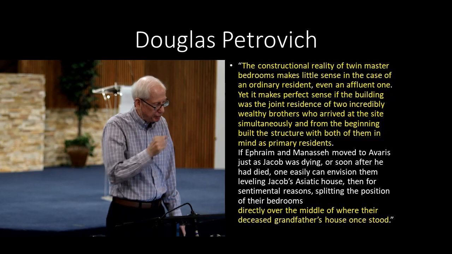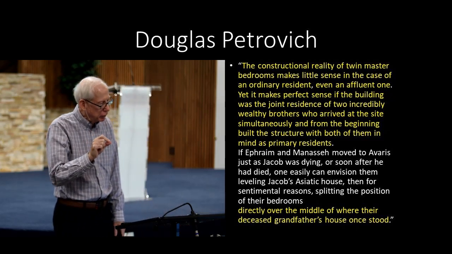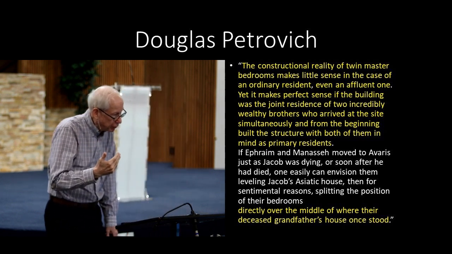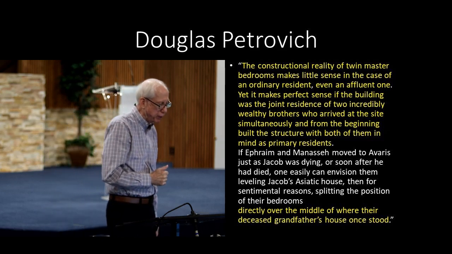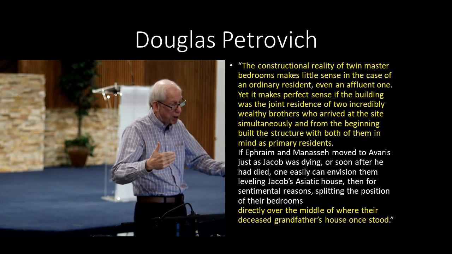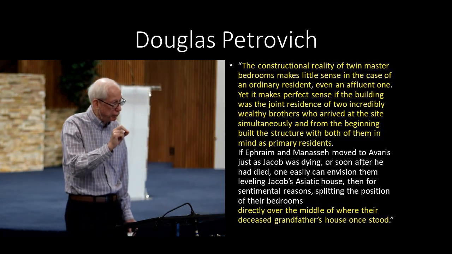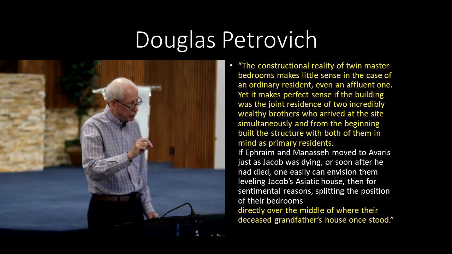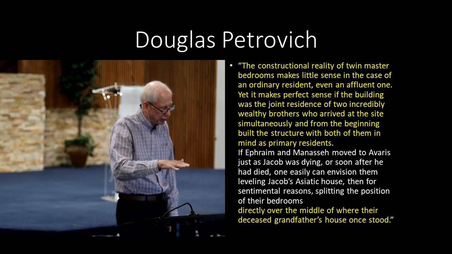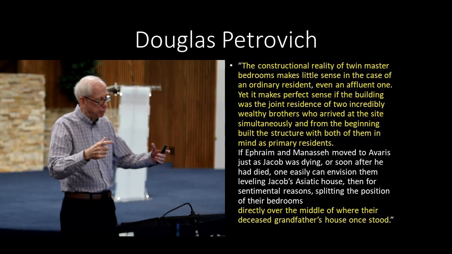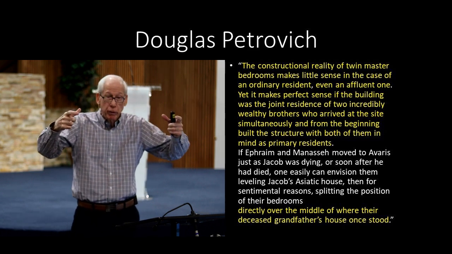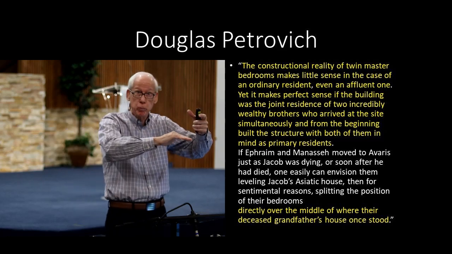The constructional reality of twin master bedrooms makes little sense in the case of an ordinary resident, even an affluent one. Yet it makes perfect sense if the building was the joint residence of two incredibly wealthy brothers who arrived at the site simultaneously and from the beginning built the structure with both of them in mind as primary residents. If Ephraim and Manasseh moved to Avaris, just as Jacob was dying or soon after he died, one easily can envision them leveling Jacob's Asiatic house, this four-room house, then for sentimental reasons splitting the position of their bedrooms directly over the middle of where their deceased grandfather's house once stood. So the bedrooms are split right over a four-room house.